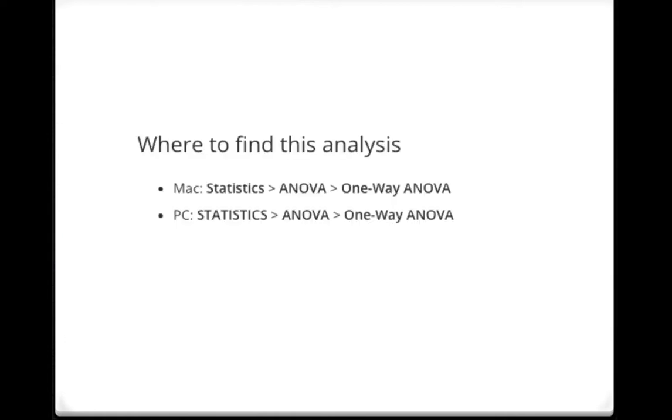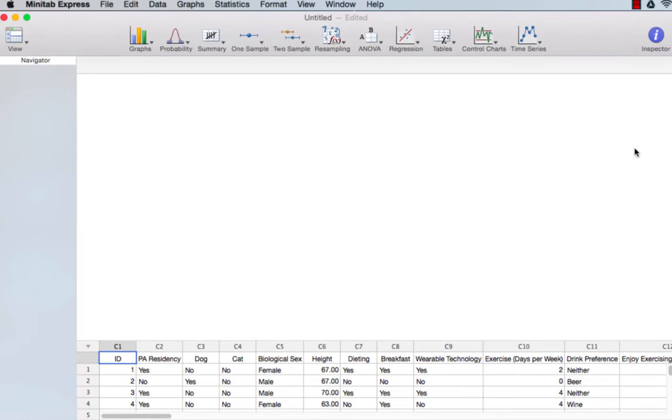These are the steps for running a one-way analysis of variance that I got from the Minitab Express help guide. You can see that the steps are the same for a Mac and a PC. The example that I'll be working on here will use data from the Fall 2016 student data set. These data were collected from an anonymous sample of World Campus Stat 200 students at the beginning of the Fall 2016 semester. Students were given a survey, and these are their responses.